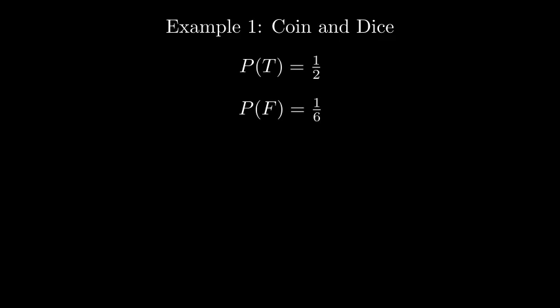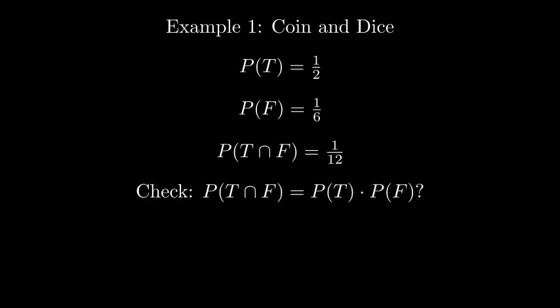Since the two actions are physically separate, there are 2 times 6, or 12 possible outcomes, like heads 1, heads 2, and so on. Only one of these is tails 4, so the probability of T intersect F is 1 out of 12. Now we check the condition for independence.